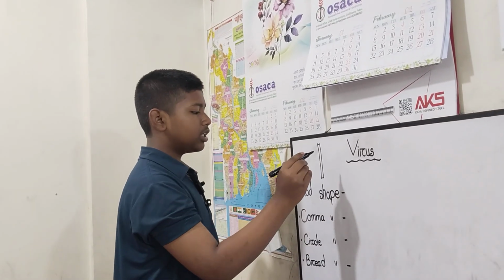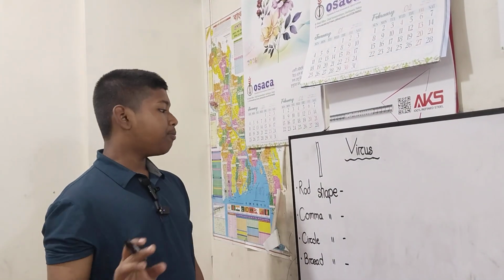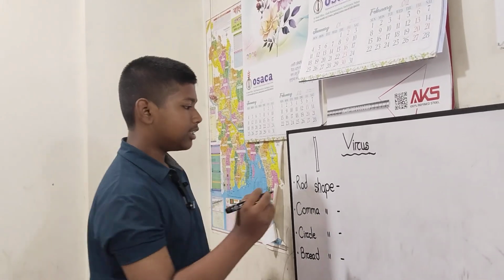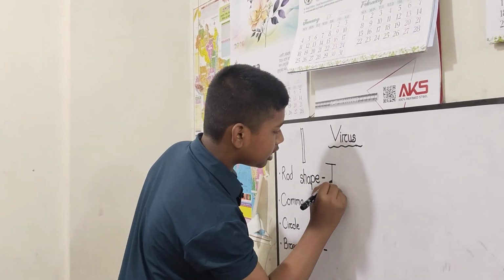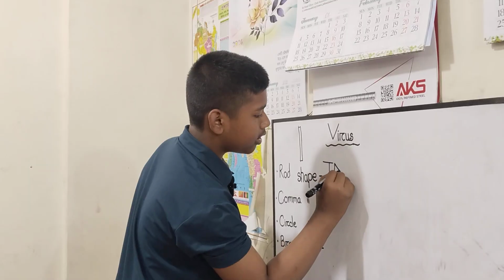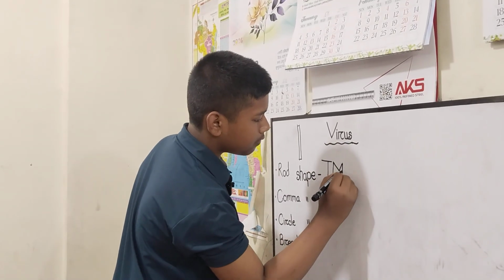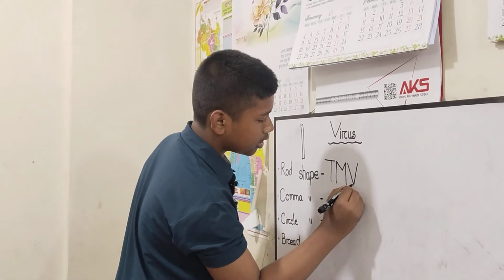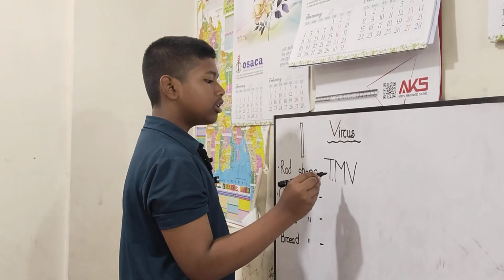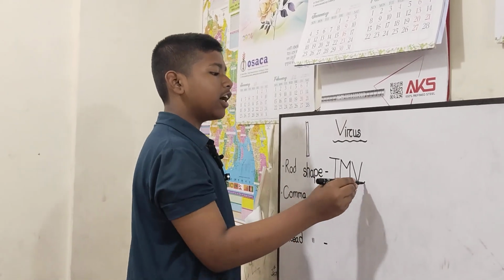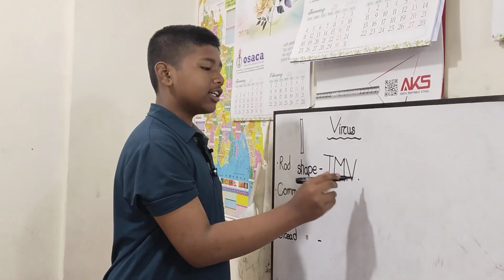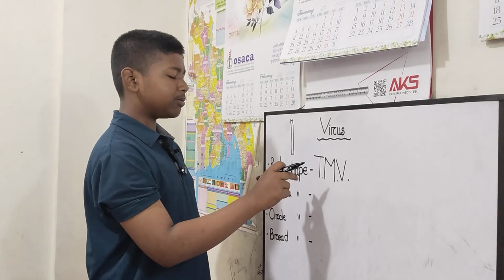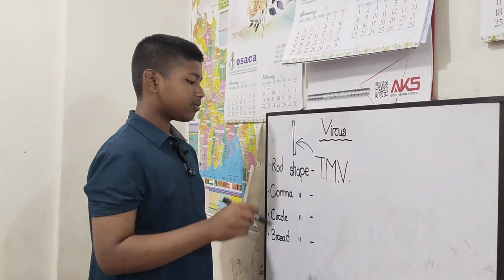This is rod shape. Now, what is an example of a rod shape virus? That is TMV. T for tobacco, M for mosaic, and V for virus. Tobacco mosaic virus. This is rod shaped. That means it looks like this.